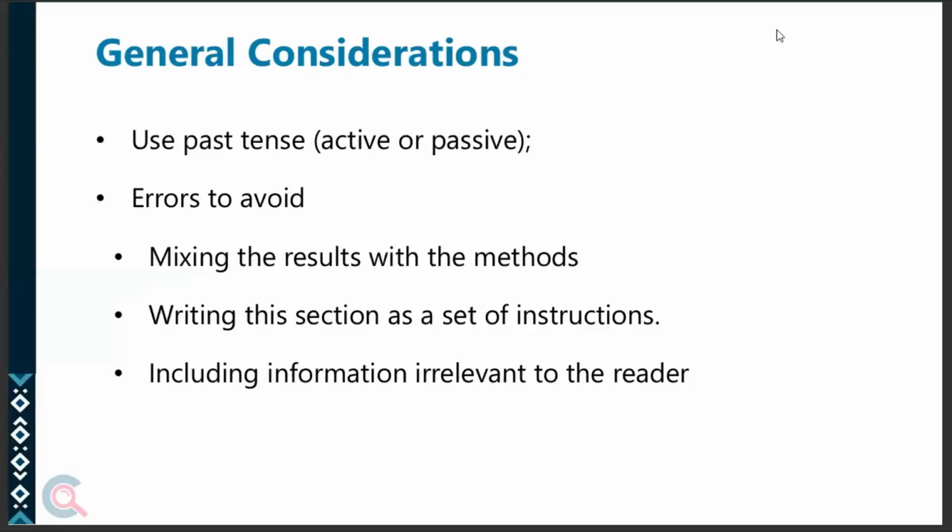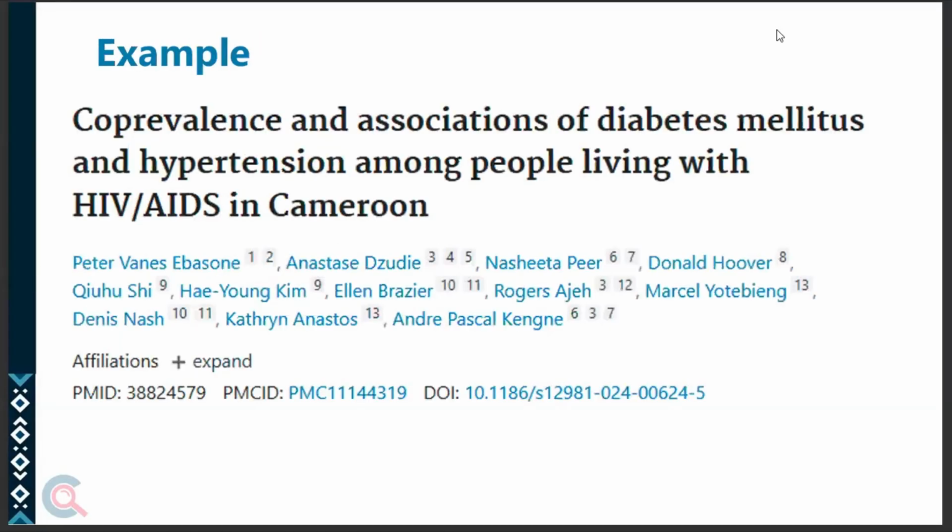As general considerations, it is important to use the past tense, either passive or active. It's important to avoid errors such as mixing the results with the methods. So in no way should you present results in the method section. Another error to avoid is writing this section as a set of instructions. You have to report what was done and not instruct what should be done. Also, another error to avoid is to include information that is irrelevant to the reader.